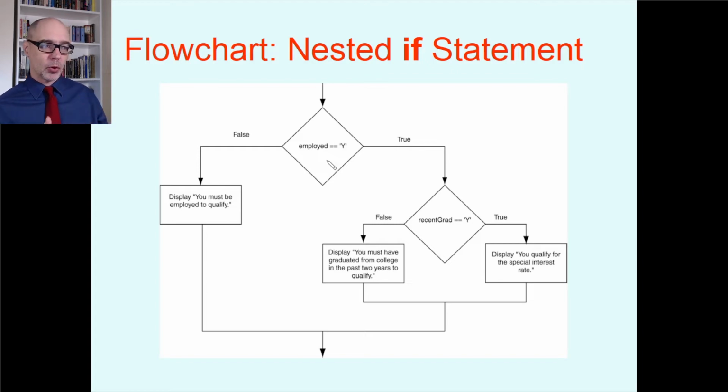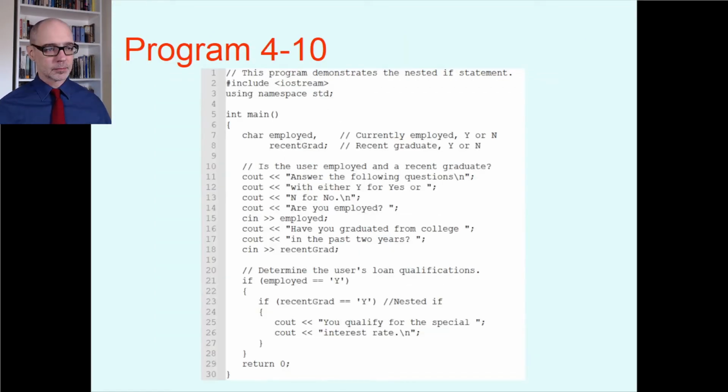But if that employed question was true, now we can check in on the second question and see whether they said yes to the are you a recent graduate question. Now, if that's false, the program should display, you must have graduated from college in the past 2 years to qualify, okay? And then go on to the rest of the program. But if that second question is also true, then you'll get the message, hey, you qualify for the special interest rate loan. And then go on with the rest of the program like normal. Okay, that's what should happen in this example here.